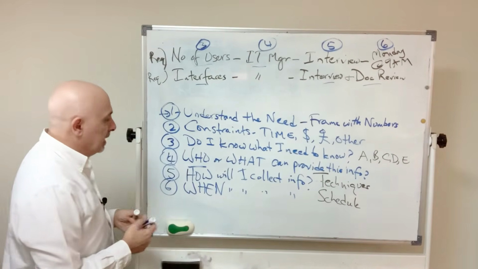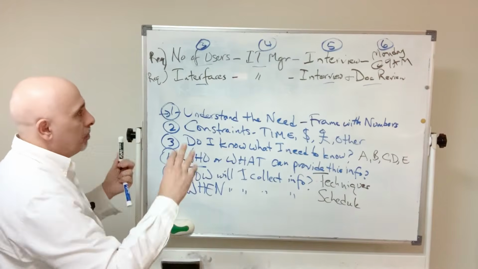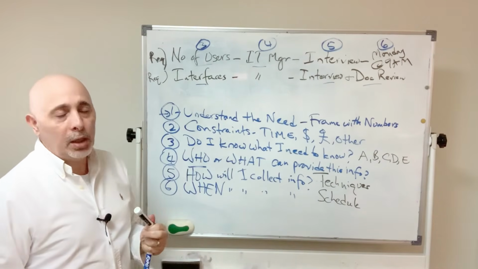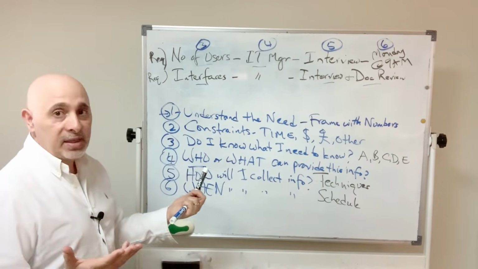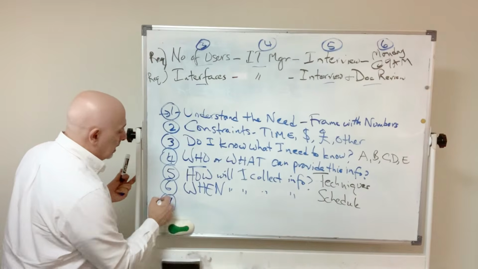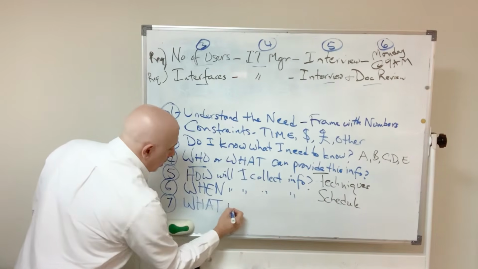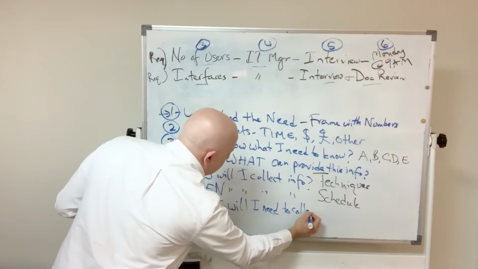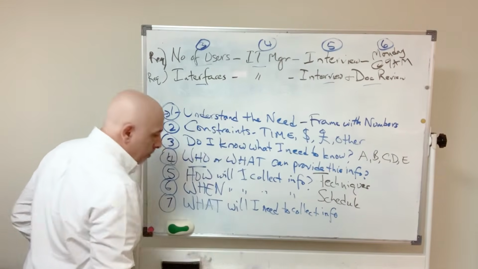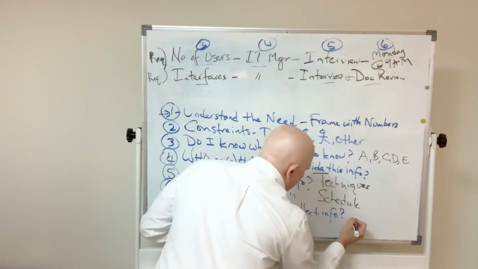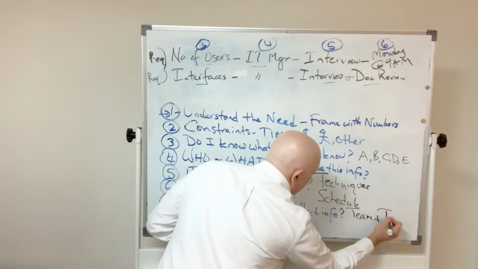So now, let's say you've developed a schedule. Monday at 9 a.m., Tuesday at this time, Tuesday in the afternoon, I'll meet this guy, or we will have this kind of a workshop. Then the next step that you want to do is ask yourself, what will I need to collect info? And in this step, what I mean is people or tools. So here I'm just going to write people or team and tools.